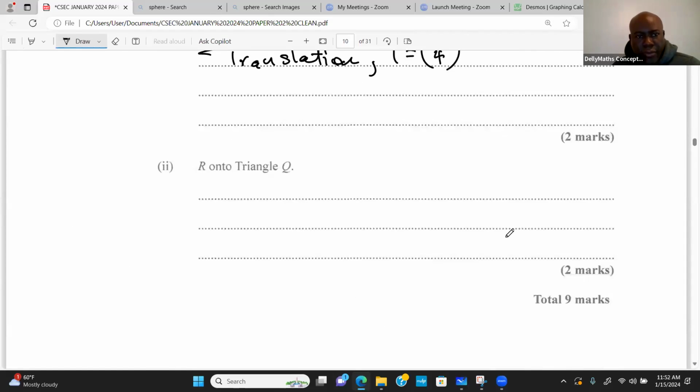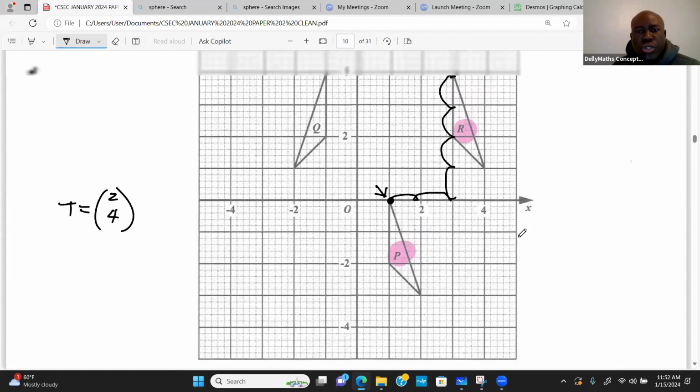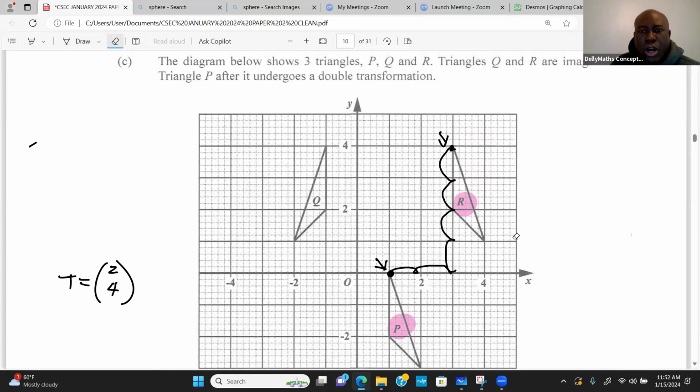All right, let's see the other question. R onto Q. So now the focus is on R onto Q. We're going to be looking at how we move from R onto Q. A quick observation: it's not a translation because you could see the object flip. It does look like a reflection, and this is the mirror, because whenever we have a reflection, we need to find the mirror line. And this is where x is equal to 1 right there. So definitely this is a reflection in the line where x is equal to 1.